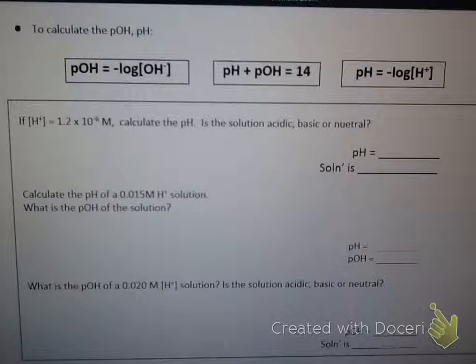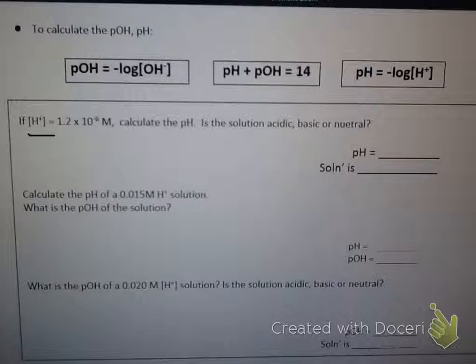So we can calculate the pH and pOH using these equations we talked about last time. So let's go ahead and do some calculations first. That means I've got my calculator out, right? What about you? Make sure you know how to use your calculator when calculating pH. Make sure you know where the log function is and how to use it.